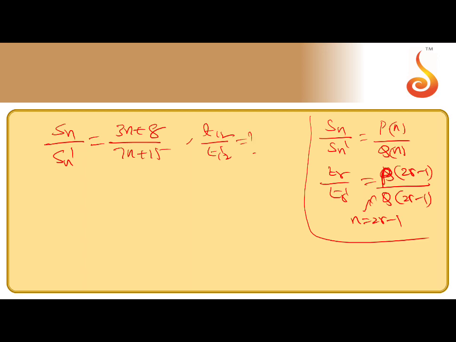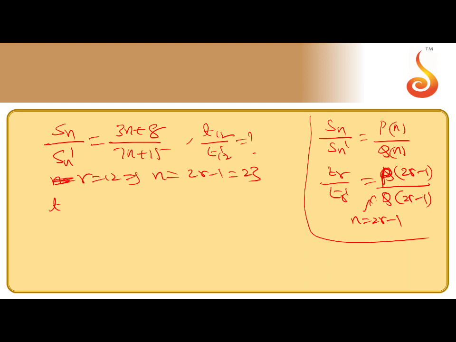So that means put n equal to 2r minus 1 in the right side, we'll get the ratio of the rth terms. So here n equal to 2r minus 1. First you can take the ratio of 12th terms. r equal to 12, n equal to 2r minus 1, 2 into 12 is 24, minus 1 is 23.